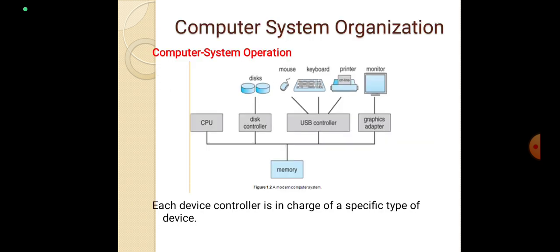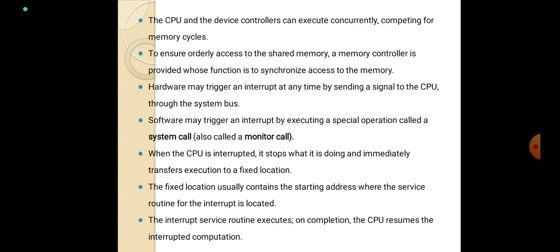The computer system organization. Each device controller is in charge of a specific type of device. The CPU and the device controllers can execute concurrently, competing for memory cycles. A hardware may trigger an interrupt at any time by sending a signal to the CPU through the system bus. Software may trigger an interrupt by executing a special operation called a system call.